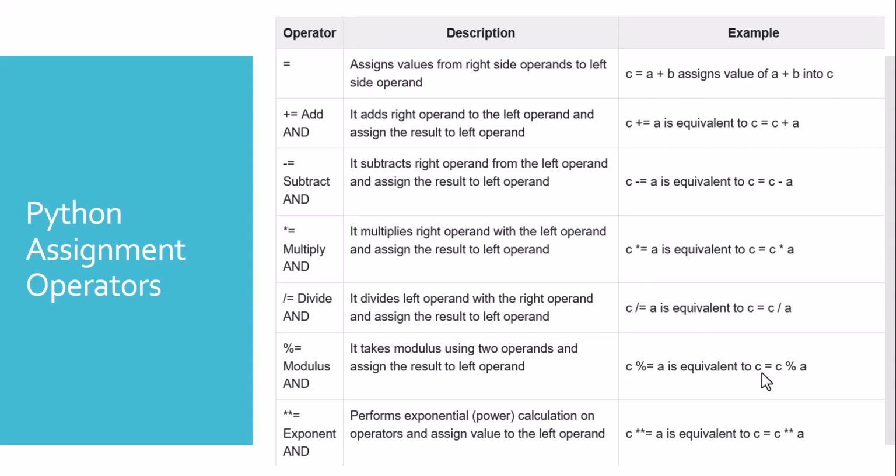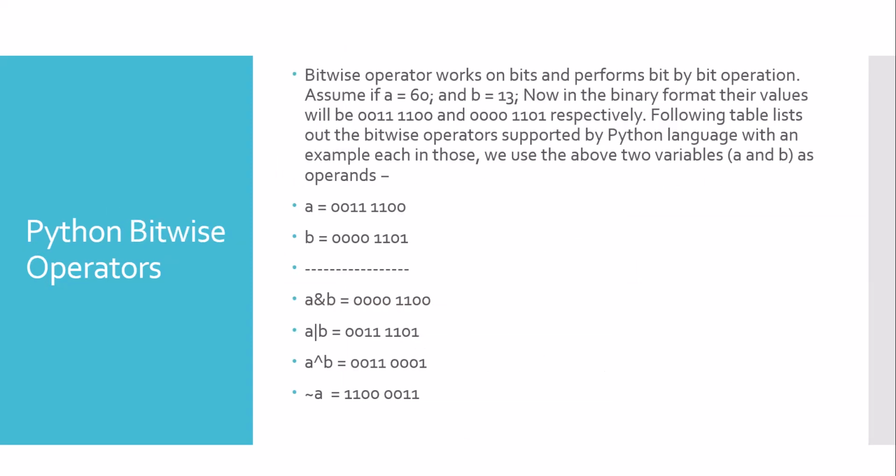Then we move to the next section, that is the Python bitwise operators. Basically, what is a bitwise operator? A bitwise operator works on bits and performs bit by bit operation. Assume a is equal to 60 and b is equal to 13. In the binary format their values will be 00111100 and so on, respectively.